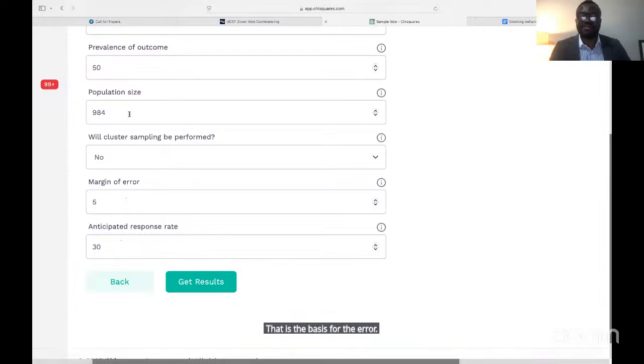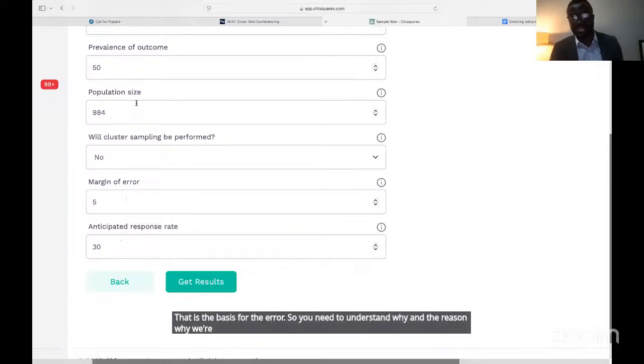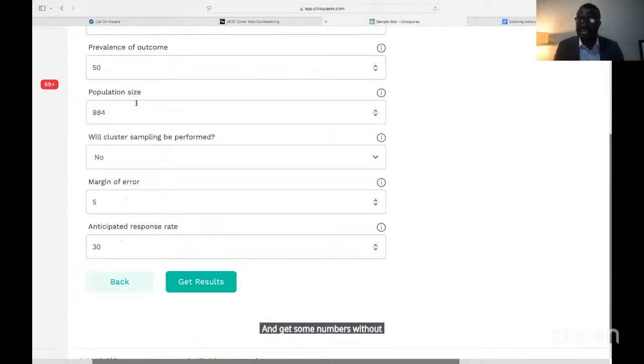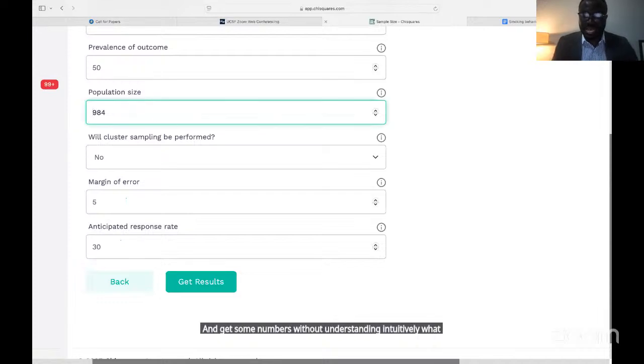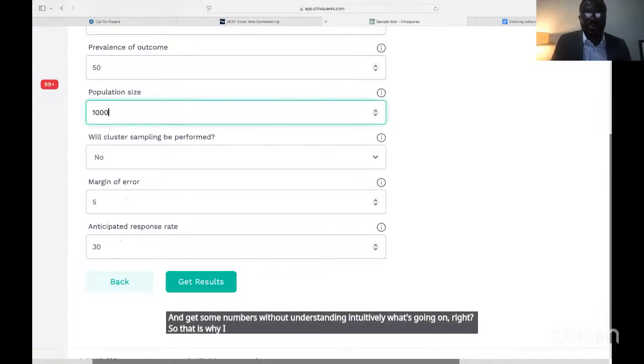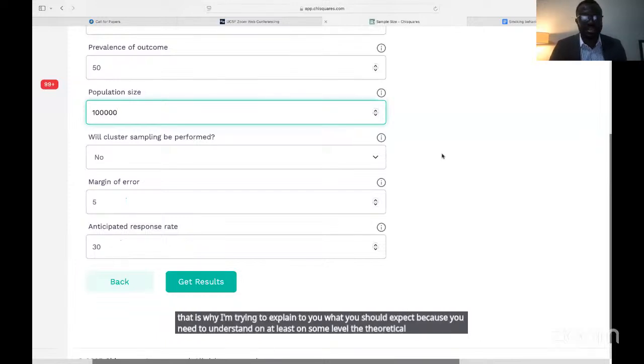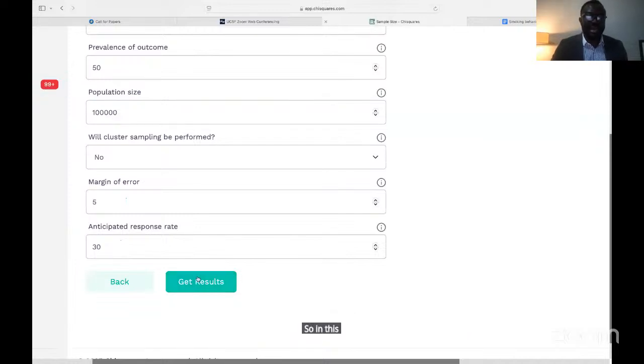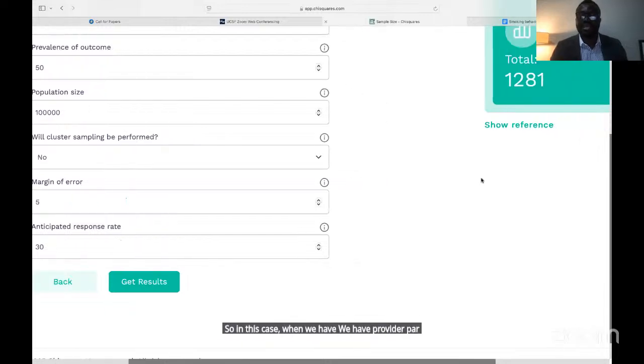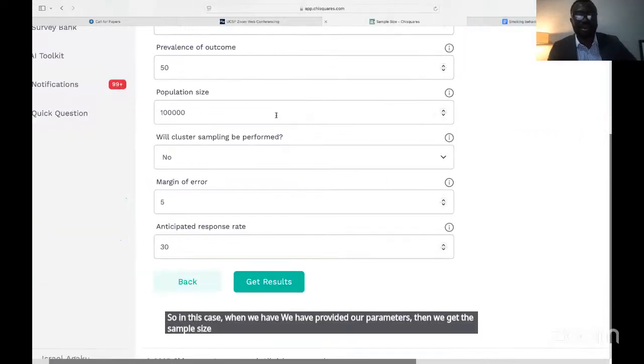So you need to understand why, and the reason why we're going through this nuanced explanation is it's not enough for you to just plug in values into anything and get some numbers without understanding intuitively what's going on, right? So that is why I'm trying to explain what you should expect, because you need to understand, at least on some level, the theoretical basis for what goes on. So in this case, when we have provided our parameters, then we get the sample size. Let me explain a little bit more about some of these other parameters.